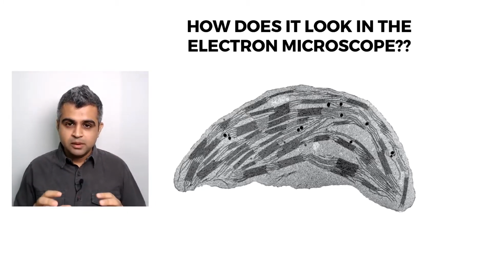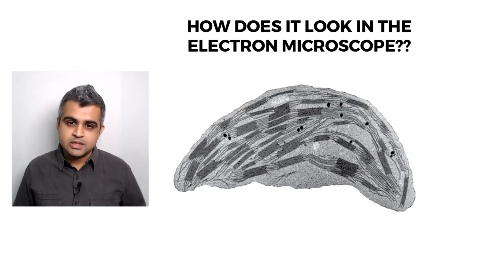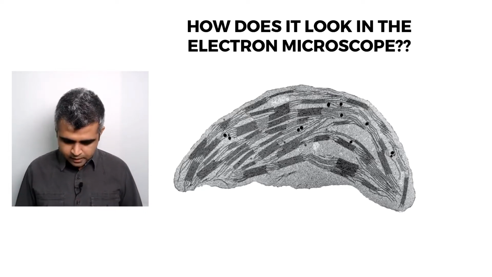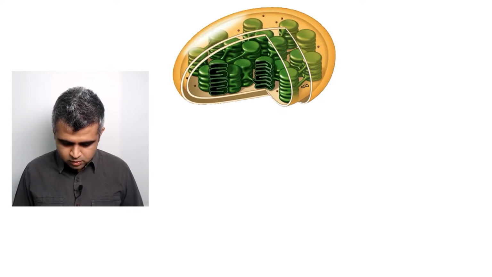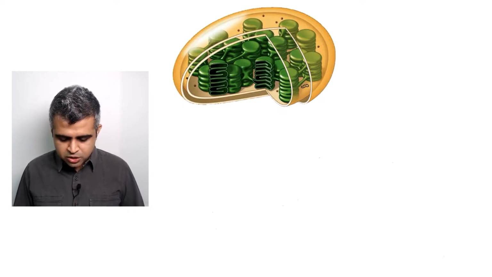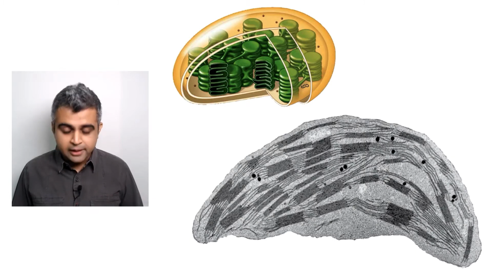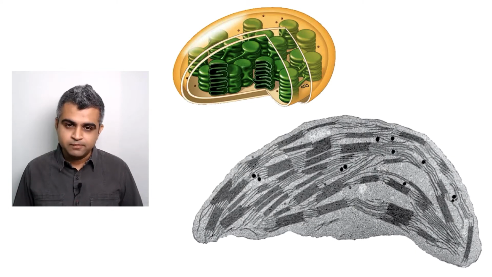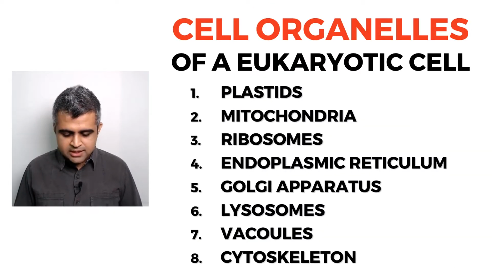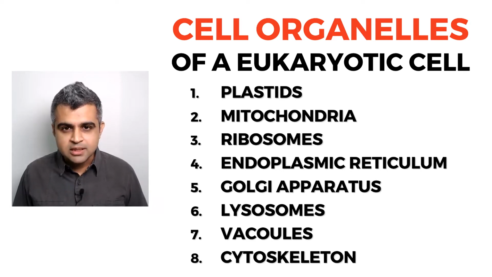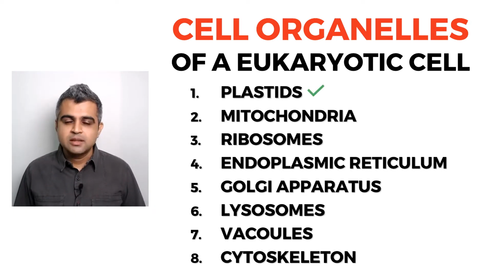So I hope that you can put all this knowledge together and apply it to this diagram that you see here on your screen, which is the electron microscope picture of the chloroplast. Once again, this is how the illustration looked, and this is how the electron microscope image appears to be. And with that, dear students, out of the 8 cell organelles that we have to discuss, we have finished the first one, which is plastids.